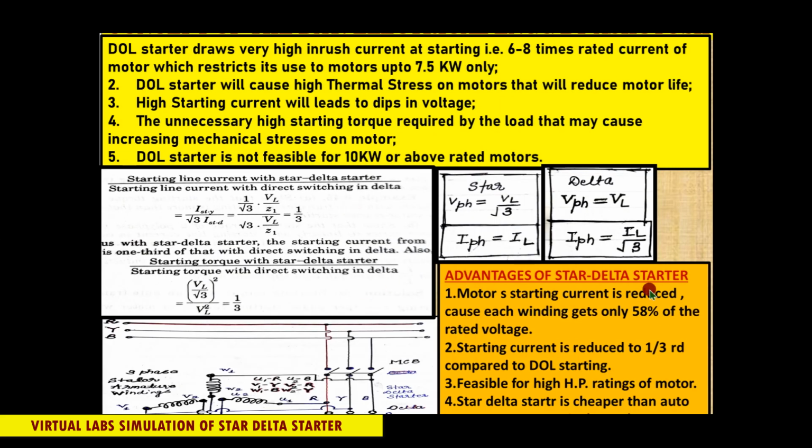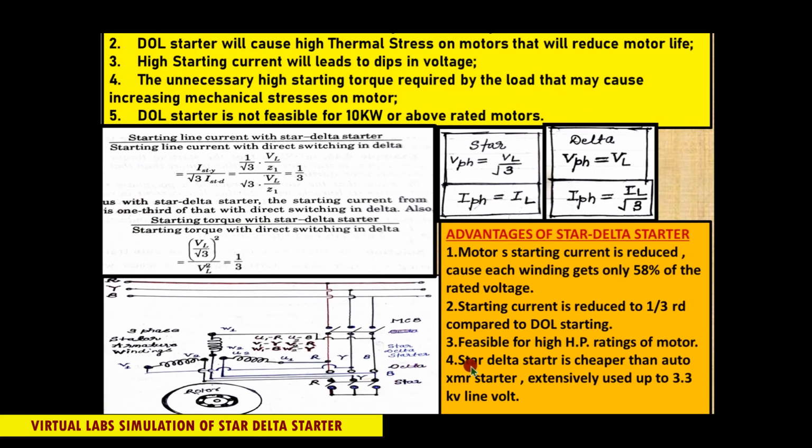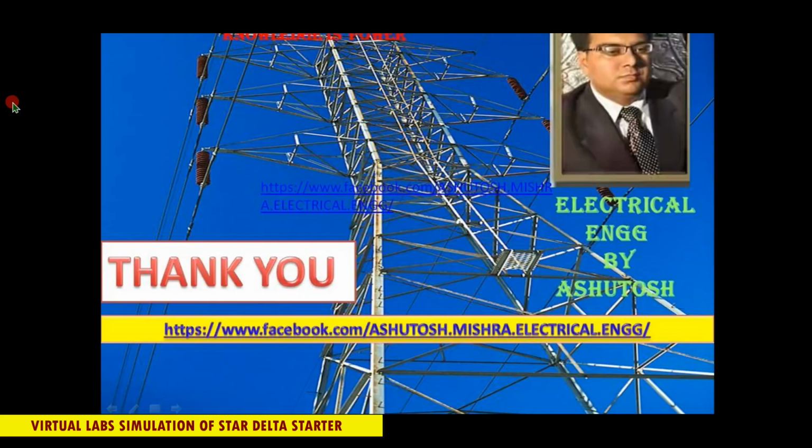Advantages of star delta starters: the motor starting current is reduced because each winding gets only 58% of the rated voltage. Starting current is reduced to 1/3 compared to direct online starting, and that is why it is feasible for high HP motor ratings. Star delta starter is cheaper than an auto transformer starter, and extensively used up to 3.3 kilovolt line voltage. So we can directly move to our simulation, guys.